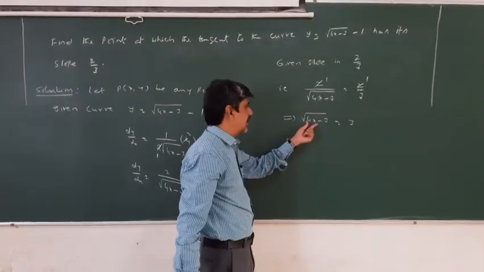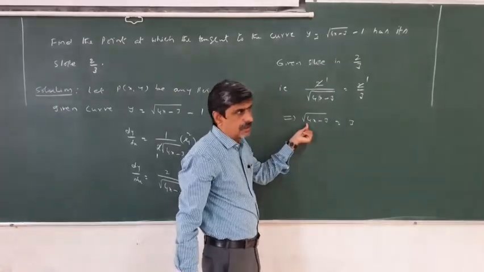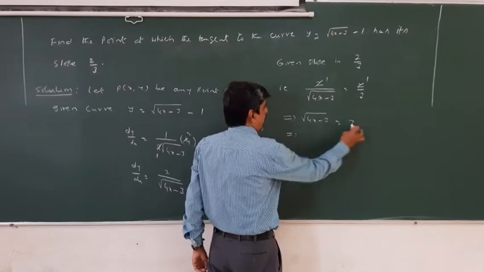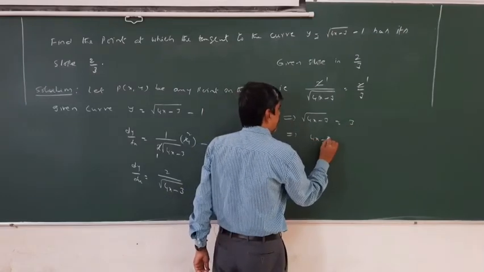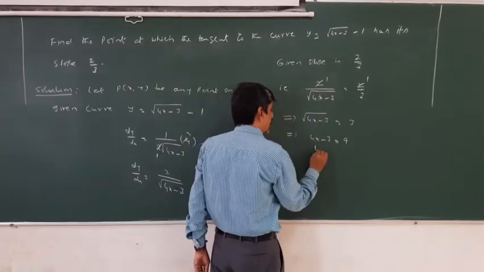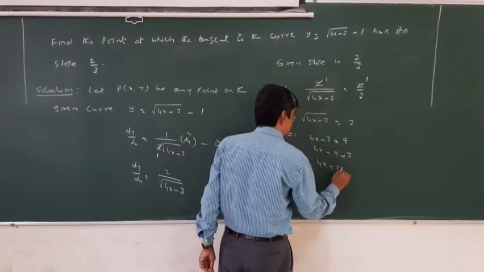To find the x value, first remove this square root by squaring on both sides. So squaring on both sides means 4x minus 3 is equal to 3 square, which is 9. 4x is equal to 9 plus 3. 4x is equal to 12.